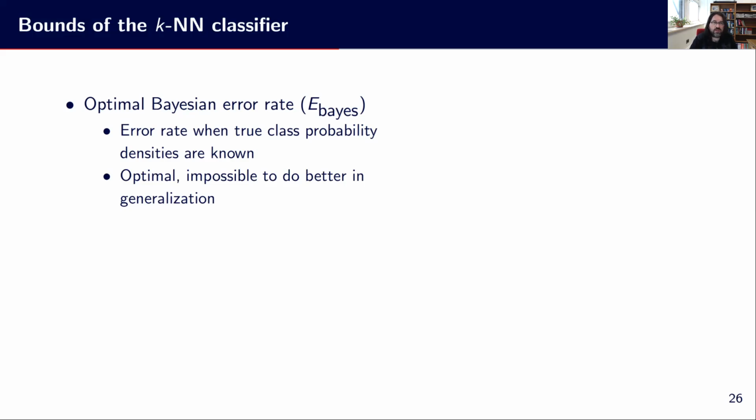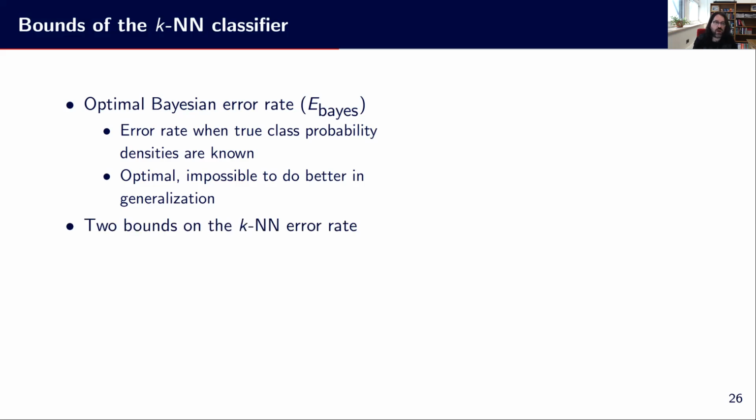Of course, with some samples, we can have a slightly better error rate, but these come from artifacts of the sampling. In terms of generalization, when evaluating with many other samples that are not seen at training time, we should not be able to beat the optimal Bayesian error rate.